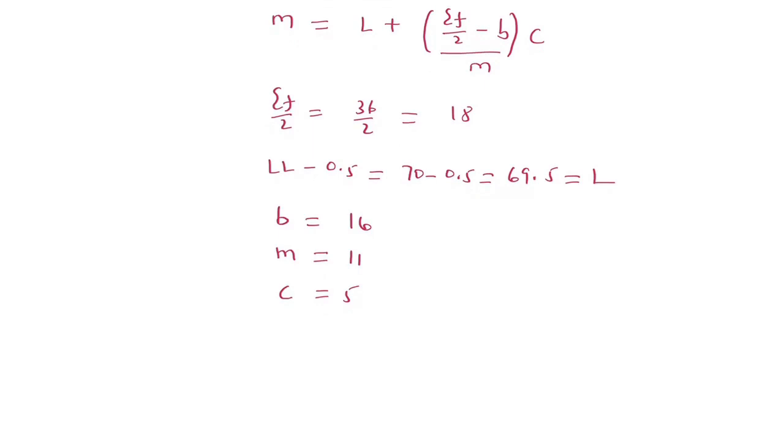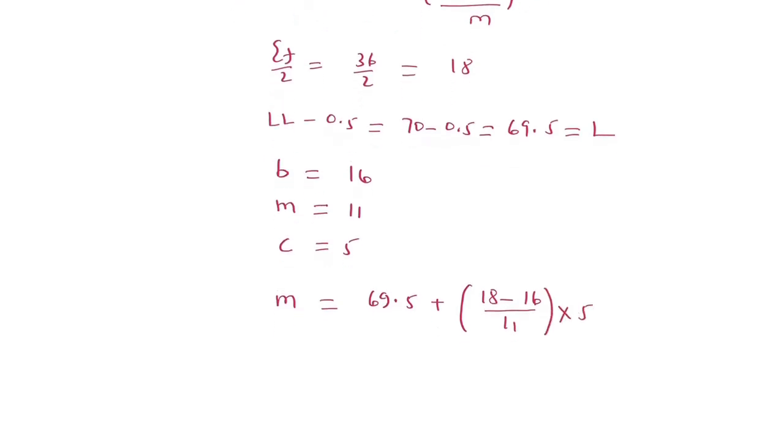Now let us substitute these values into our formula. We are going to have median equals 69.5 plus, in brackets, 18 minus 16 over 11, times 5. Solving this, we are going to have median equals 70.41, and this is the value required.